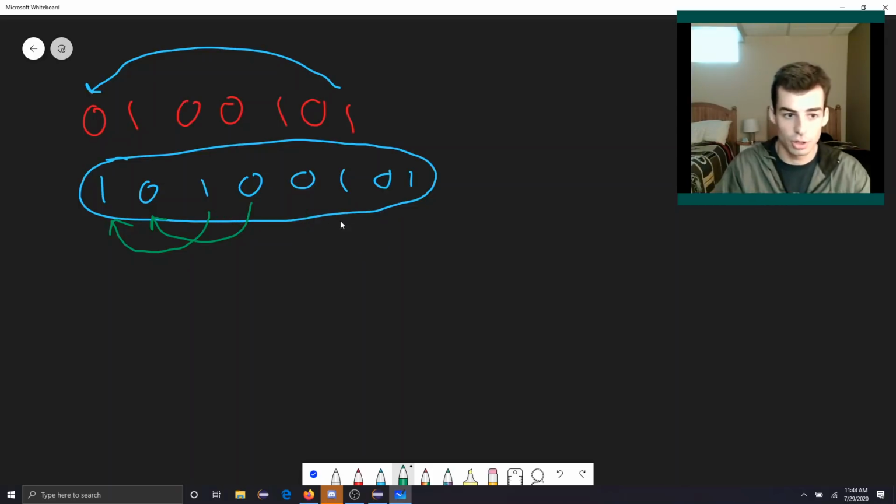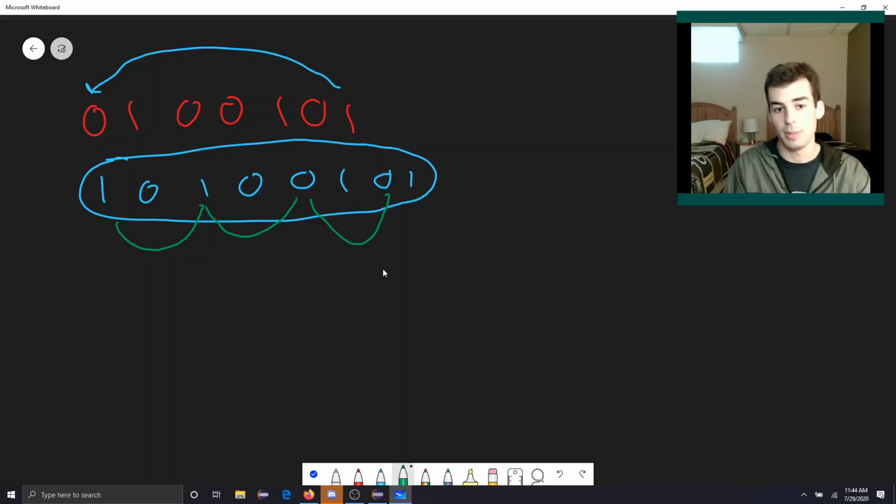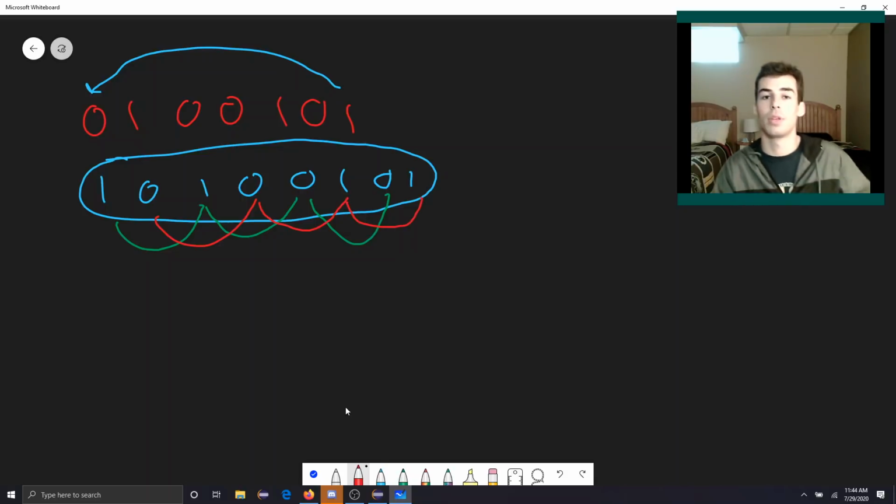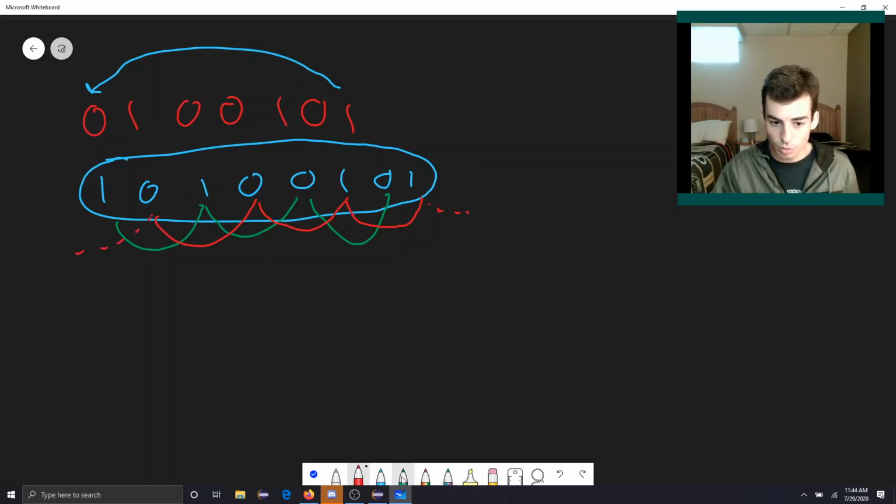So let me draw it differently. These need to be the same. These positions need to be the same. These positions need to be the same. And then also these red positions need to be the same. So if it's an even length, you have these two groups, and then this cycles around to this here, and this green one cycles around to this one here. So if the string you end up with is even length, that means every other position needs to be the same.